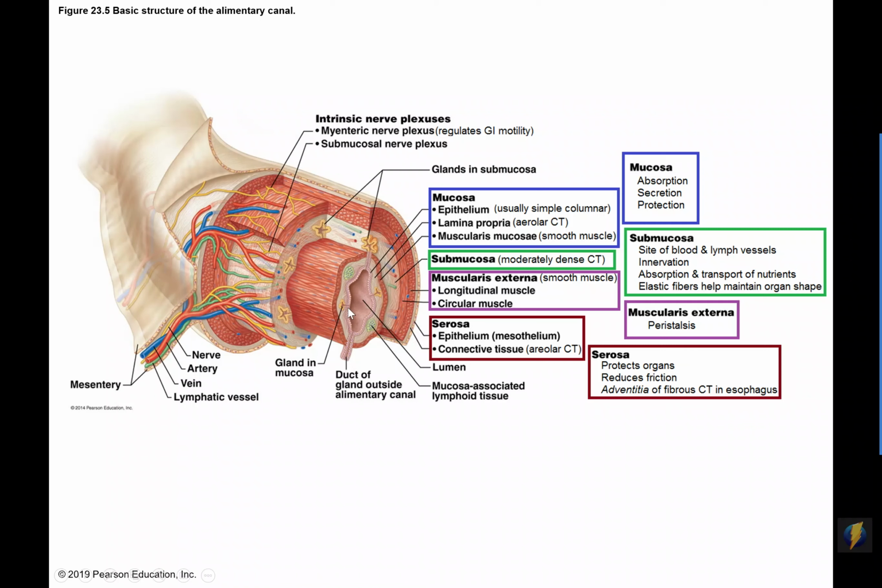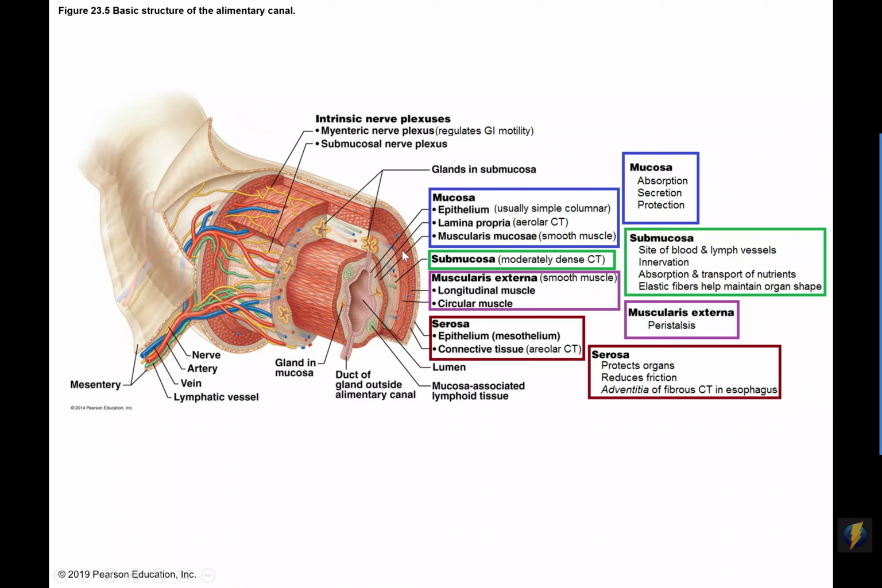The submucosa is mostly connective tissue. This is where most of our blood vessels are, most of our lymph vessels are. It's where most of our nerves are as well. You can see there's tons and tons of nerves here in the submucosa, and blood vessels. It also tends to have a little bit of elastic tissue in it, so that as stuff is moving through the GI tract, it can stretch a little and then recoil and still have its original shape.